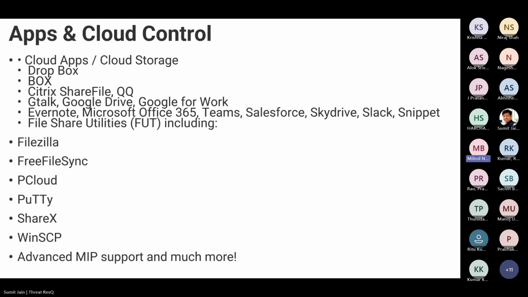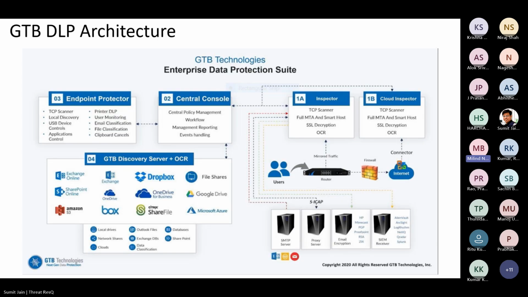As far as the cloud control and cloud storage point of view, storage devices like Dropbox or Box, Citrix ShareFile, Google Drive or Google Workspace, OneDrive, Microsoft M365 or Teams, Salesforce, SkyDrive, Slack, Evernote, and all these file share utilities, including FileZilla, FreeFileSync, pCloud, or network applications like PuTTY, ShareX, or WinSCP, etc. That can be tracked, and that can be part of the application policies, right? Based on this application.